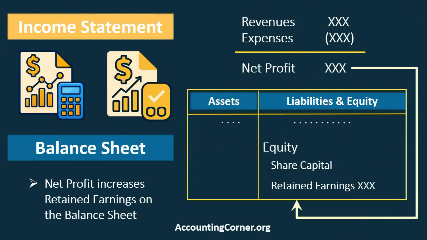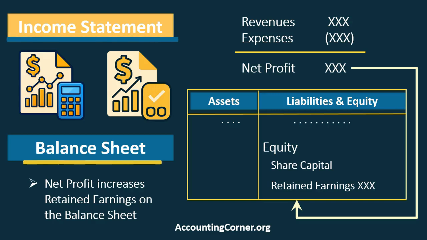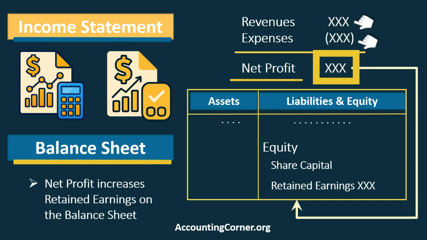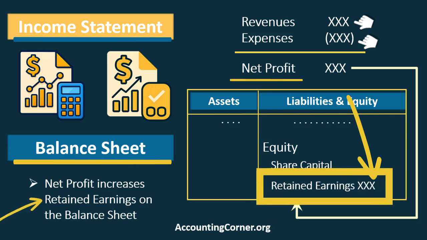Let's analyze what is the relation between income statement and balance sheet in respect of retained earnings account. At the end of the period, a company calculates its net profit by taking revenues minus expenses. That net profit doesn't just disappear. It moves straight to the balance sheet. On the balance sheet, net profit increases retained earnings, which is part of equity.